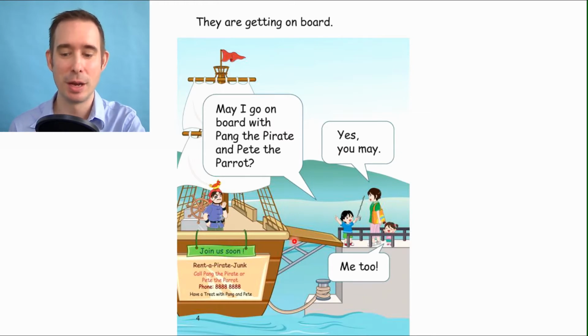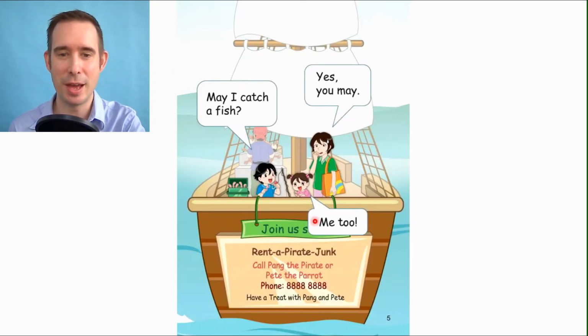So here they go. Now, where are they going? Do you remember? What's the island name? Chong Chow. And why are they going there? Do you remember? Because it's the Bun Festival. All right, off they go. And looks like Steve's got something here. He has a fishing pole and he has a worm. What's he gonna do? Let's read. May I catch a fish? And Mom, yes, you may. And Bella, me too. Now, does your mom say yes, you may all the time?